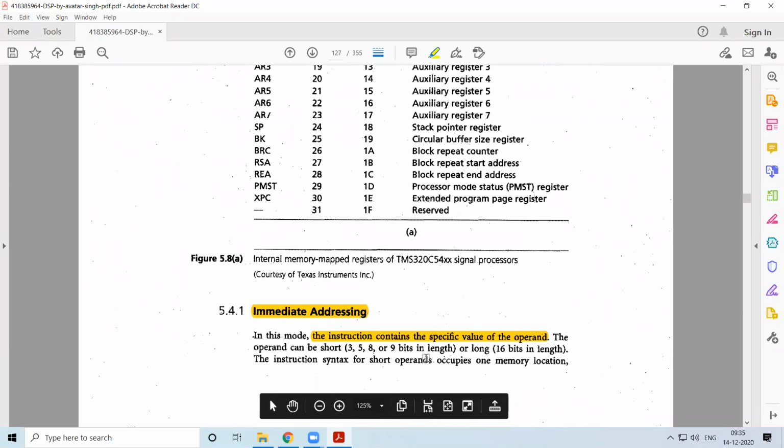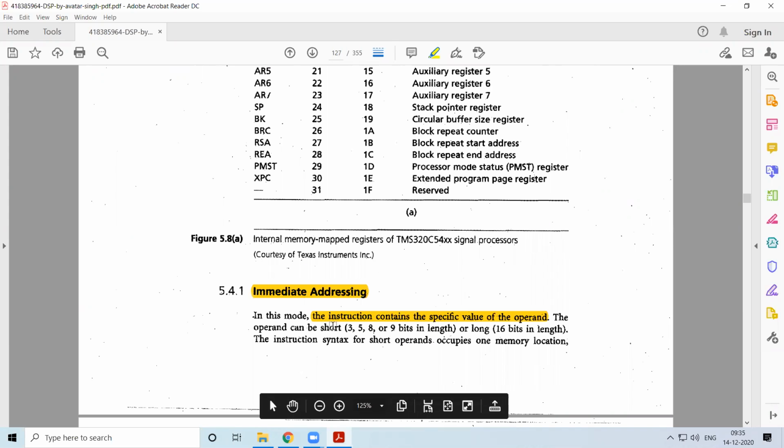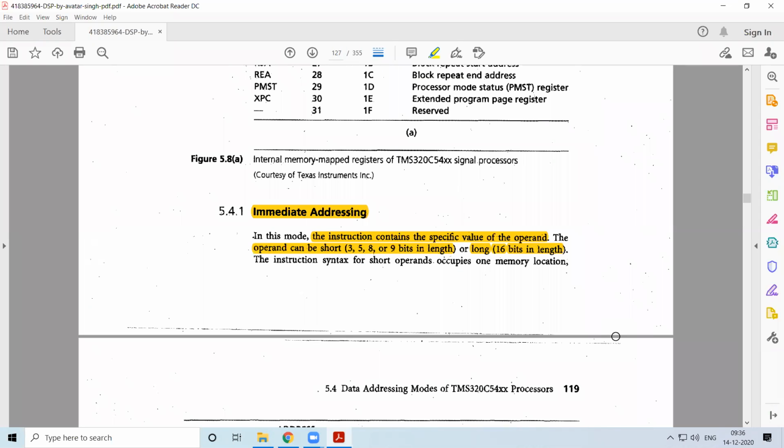Then apart from that, the operand can be short, that is, it can be 3, 5, 8, or 9 bits in length, or it can be 16 bits in length, which we term as long. So operand can be short or long. If it is short, it can be either 3, 5, 8, or 9 bits. If it is long, it will be around 16 bits. Now again, based on that, the instruction changes.